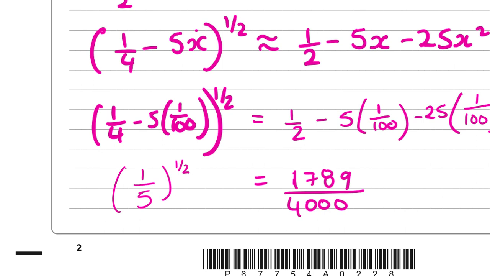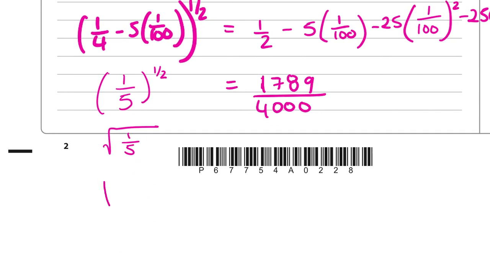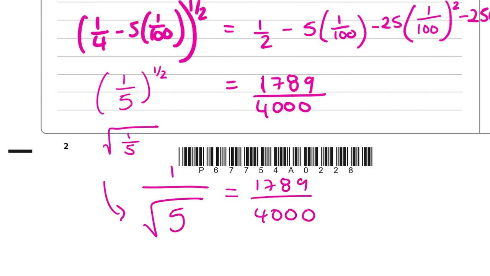Okay? If I do a quarter minus 5 over 100, I get a fifth. This is root a fifth, equals this. However, it asked us to find an approximation for root 5. So technically, we have 1 over root 5 equals 1789 over 4,000, right?